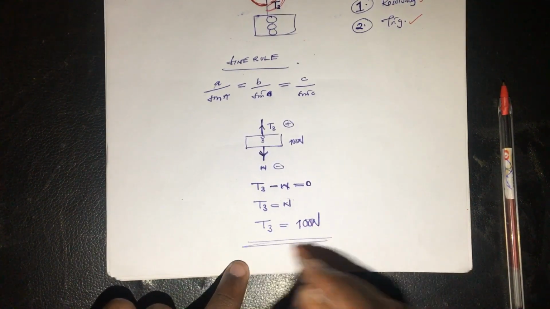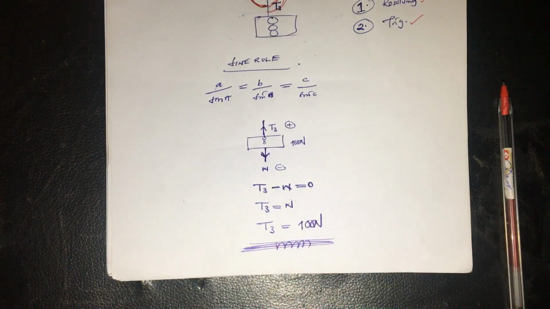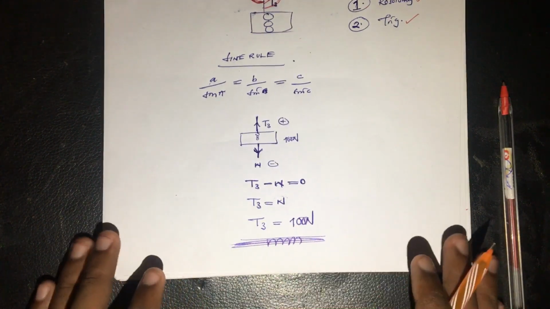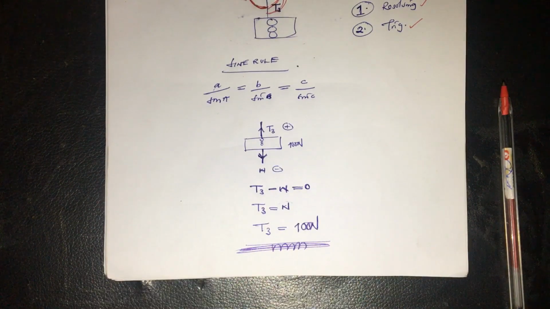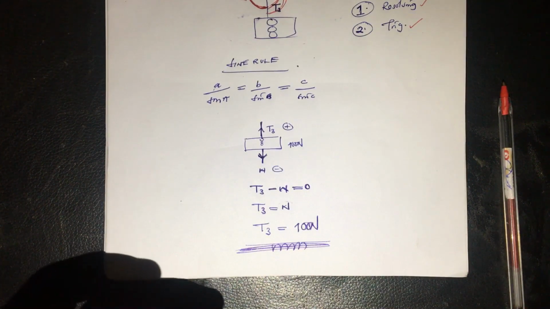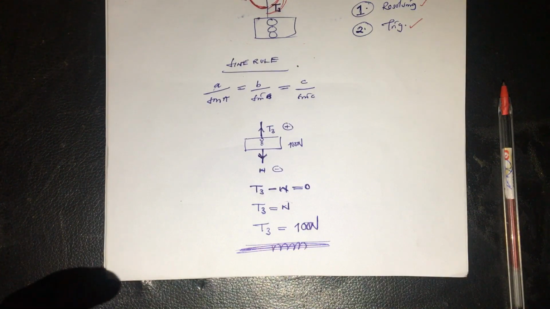Okay, simple. See, simple. Since we are capable of finding T3, that means that now we can go ahead and find T1 and T2, and our problem will be solved.